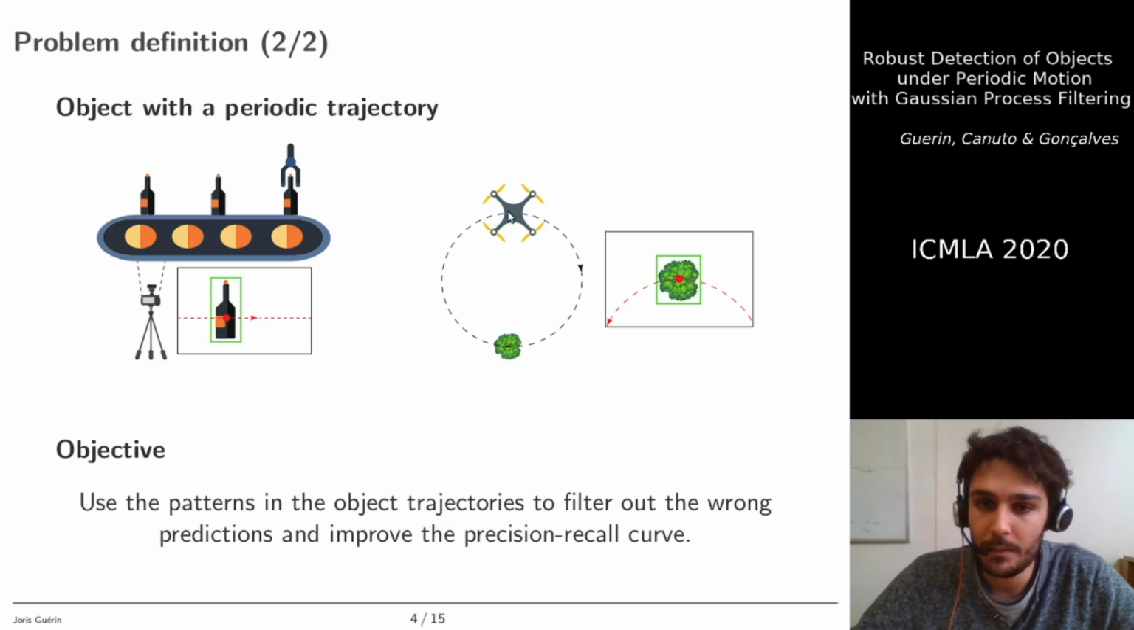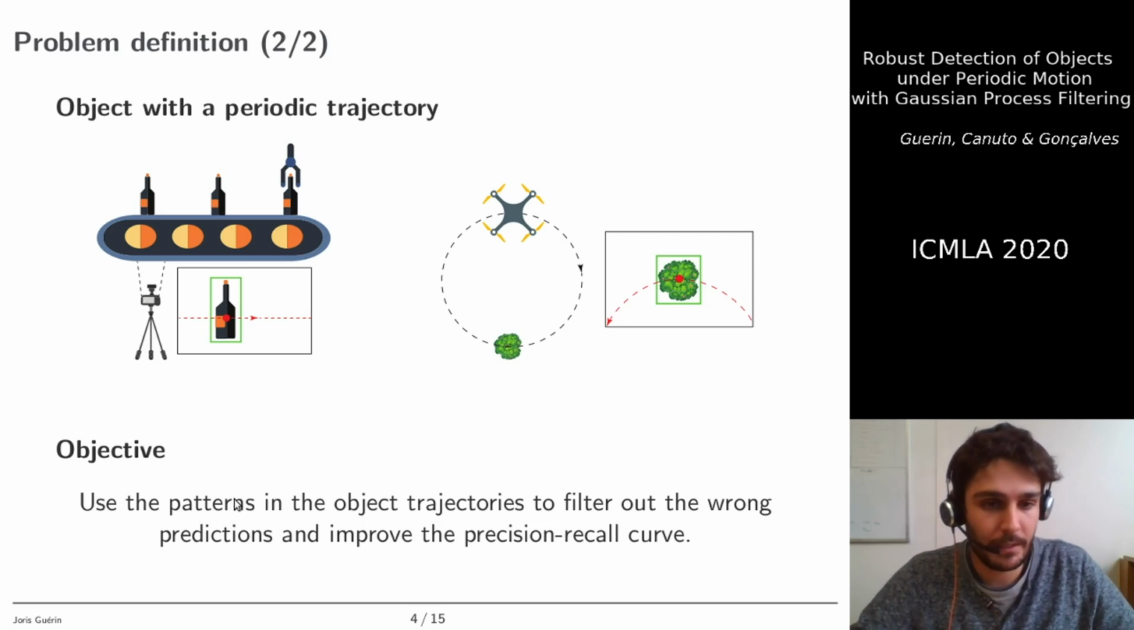Another use case might be a drone that's doing patrols, always following the same path. Then all the objects it observes, the static objects basically, are going to appear following a given trajectory, and each time the drone repeats a loop, it's a new period, and we're going to get the same thing.